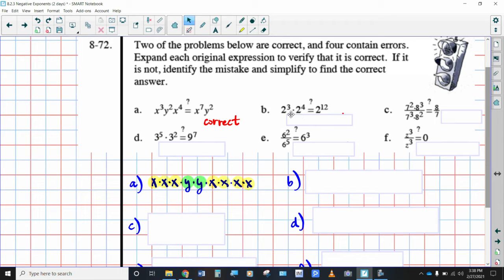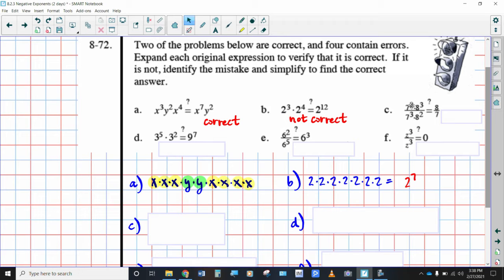So then when we move to b, 2 to the third times 2 to the fourth, well, that would be 2 times 2 times 2 times 2 times 2 times 2 times 2. That is not equal to 2 to the 12th. So this is not correct. The correct answer was 2 to the 7th power.